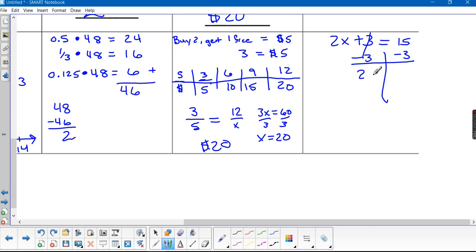Those cancel. 2x equals 12. Divided by 2. Divided by 2. x equals 6. Bam, there it is. Okay, there's day 2.